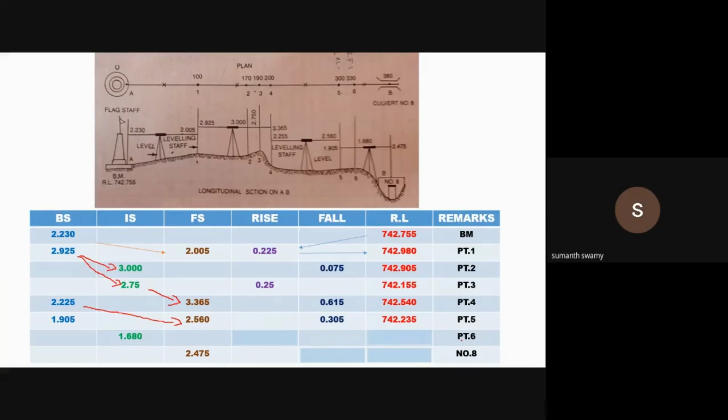Next, coming to point 6. Here you could observe point 6 is an intermediate side. So once again, backside minus intermediate side is to be done. Your answer is positive. Enter it in the rise column. So RL plus rise gives the next RL point. And lastly, coming to the last point, that is on the culvert, that is number 8. If you take a difference between intermediate side and foresight, the answer is once again negative. So here also RL minus fall gives the RL of the last point.